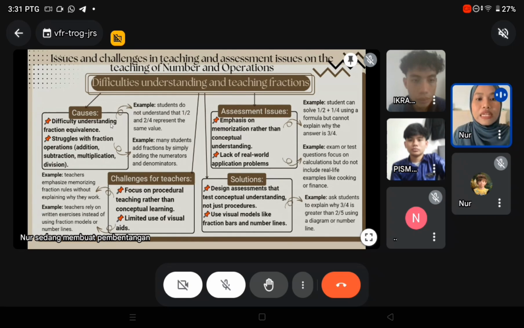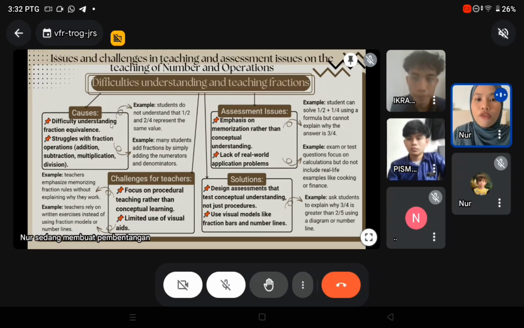And these are challenges for teachers, which is teachers need to focus on procedural teaching rather than conceptual learning. For example, teachers emphasize memorizing fraction rules without explaining why they work. Also, there is limited use of visual aids, which means teachers rely on written exercises instead of using fraction models or number lines.